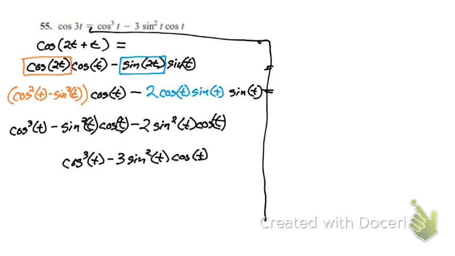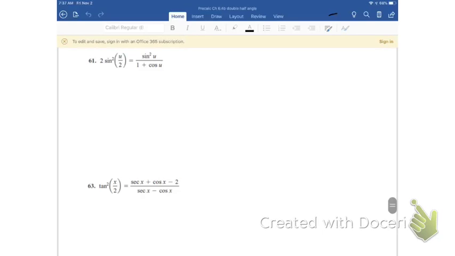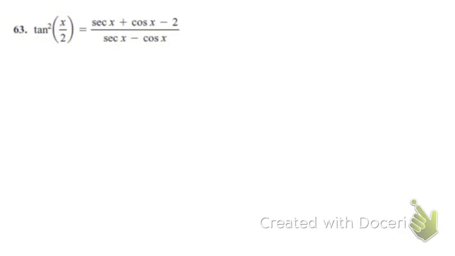63. Let's see if I can find 63 on here. Oh, 61, so close. All right, 63 is tangent squared x over 2 equals secant x plus cosine x minus 2 over secant x minus cosine x.